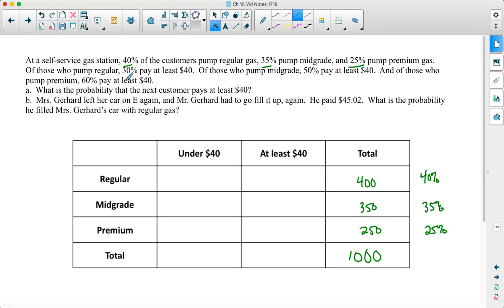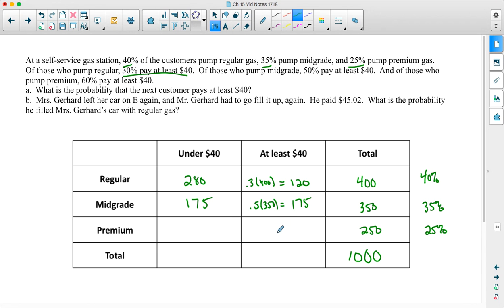Now, we still need to figure out some other things. But we do know that of those who pump regular, 30% pay at least $40. So 30% of this 400, because there's 400 people that use regular gas, that's going to be 120 people out of the 400 that pay at least $40. Now, because of that, we also know that there's 280 here because 280 and 120 is 400. Here we also know of those who pump mid-grade, 50% pay at least $40. So that's going to be 175 because 50% of the 350 is 175. That also means 175 goes there.